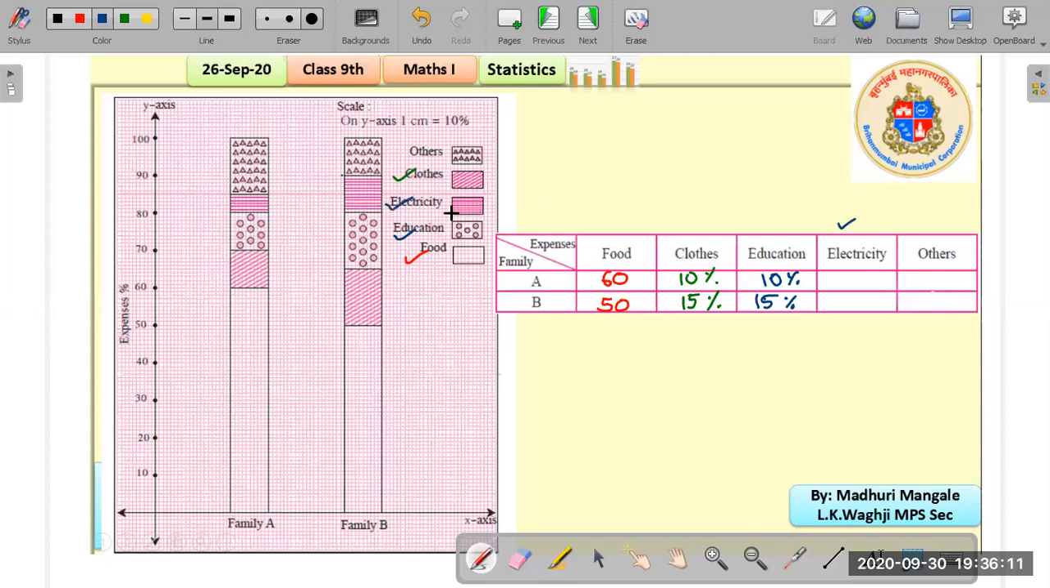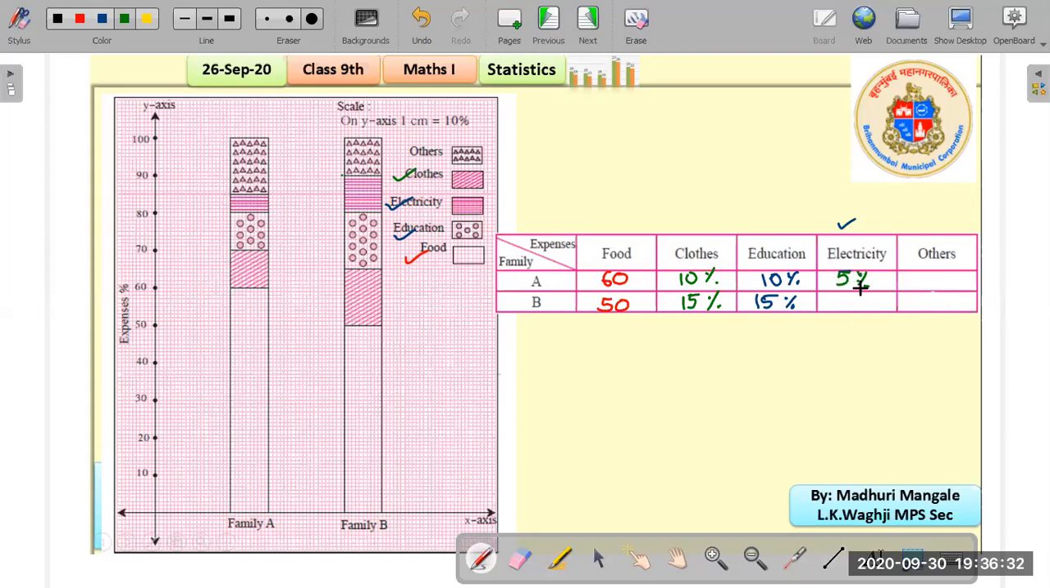So what is the pattern for electricity? Those are horizontal lines, students. So for family A, if we check the height of that pattern, it is from 80 to 85, that is 5%. So the percentage of electricity consumption for family A is 5%.